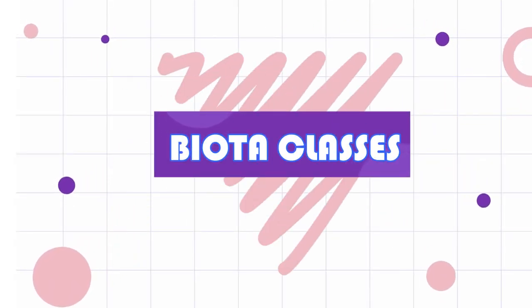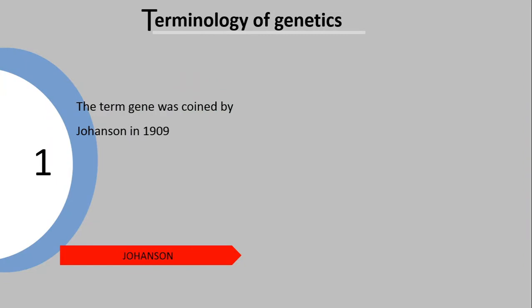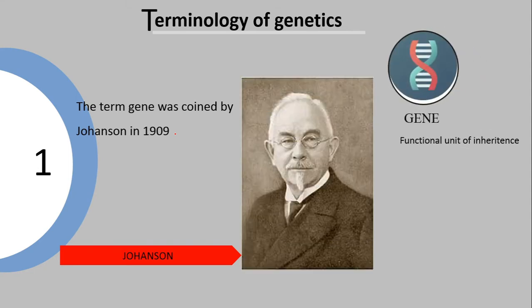Today we will see some important terms of genetics. The term genetics was coined by Bateson in 1905. In the terminology of genetics, at first we see the term gene, which was coined by Johansen in 1909. At first we will see about gene.